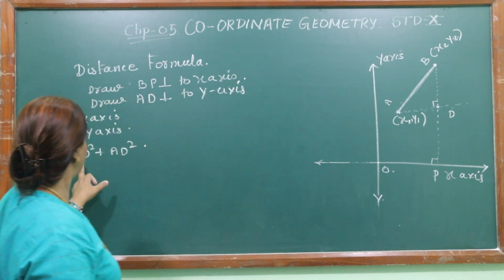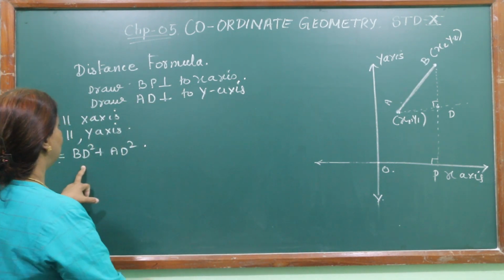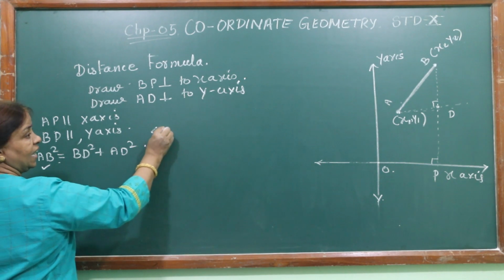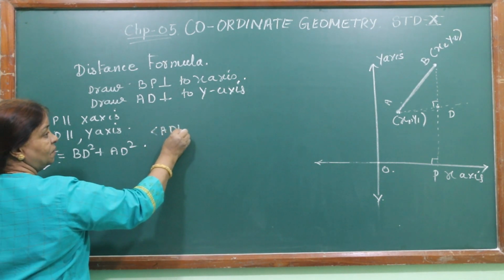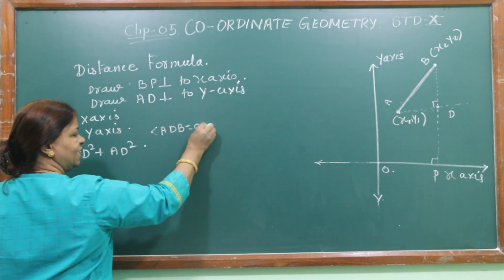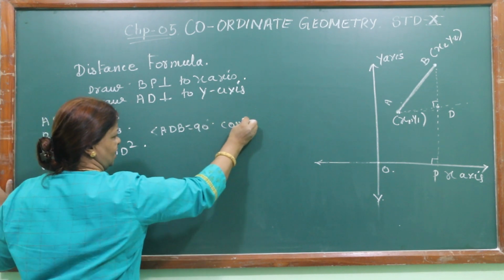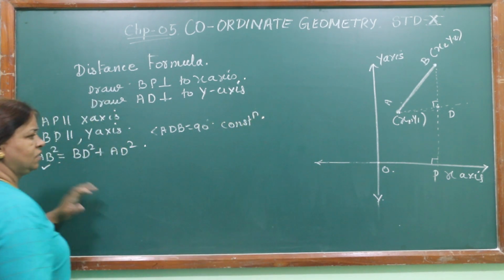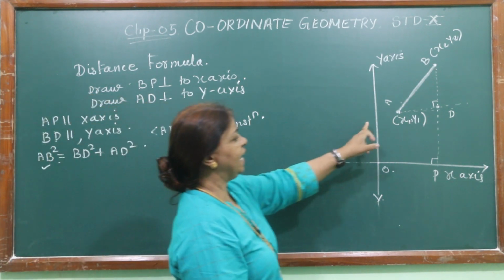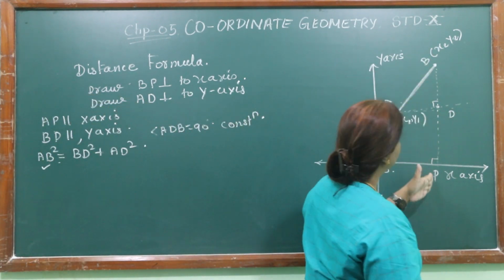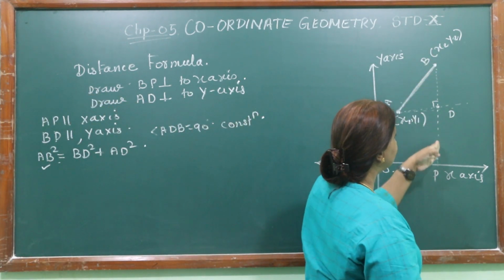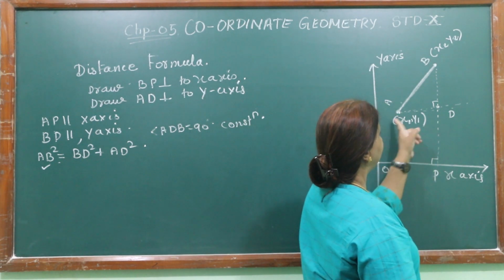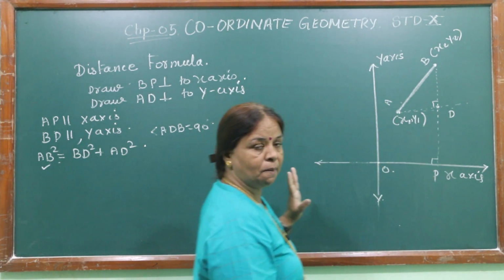Pythagoras theorem I can use. Why can I use it? Because angle ADB is equal to 90 degrees. We have done the construction, and since we have done the construction, AD is perpendicular to BD and BD is perpendicular to AD, and therefore we can use it.